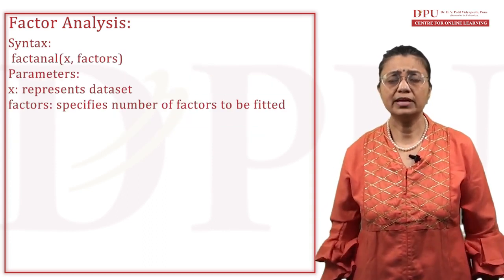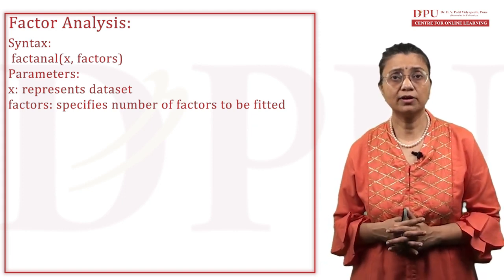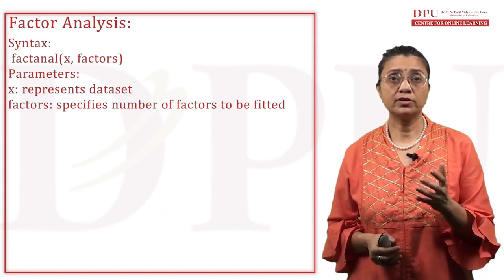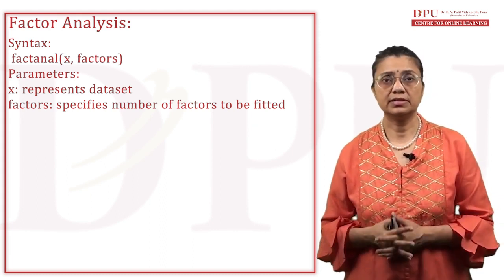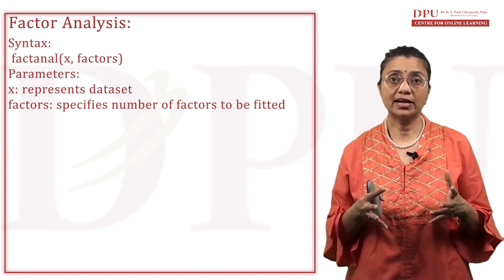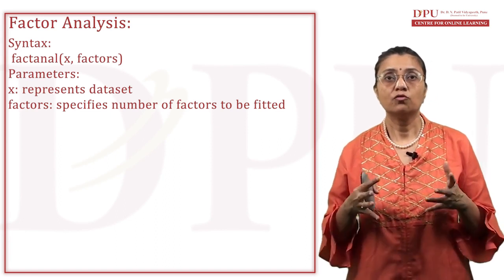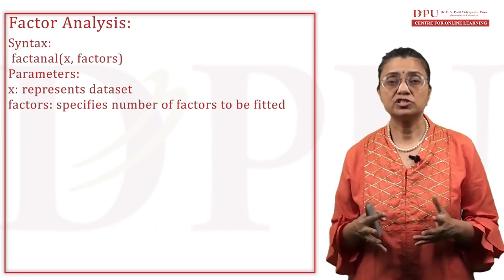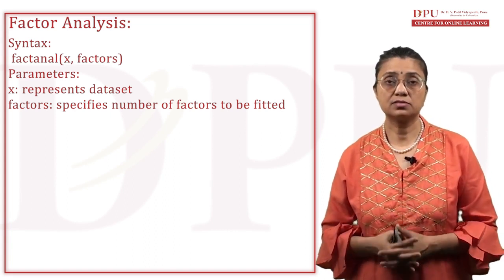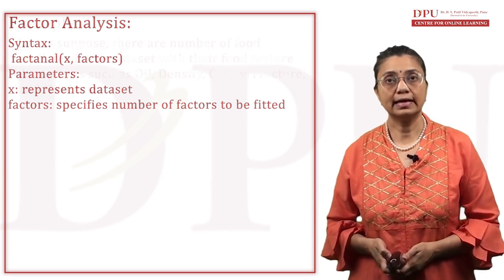Students, there is a very powerful function called factanal, and this function takes two parameters. The first one is x, which is the data set, and the second one is factors, the specified number of factors to be fitted. So factanal is a function which works on a data set along with the number of factors passed as a parameter for factor analysis.